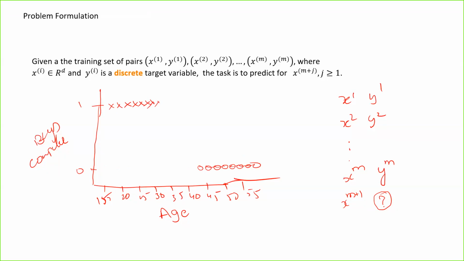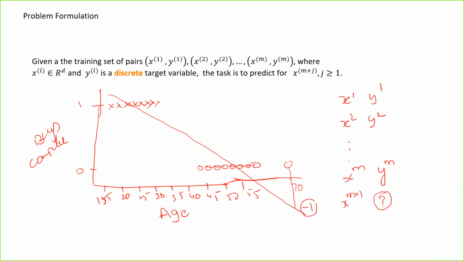Now what happens if I fit a regression line to this data? If I try to fit a linear regression model to this data, I may get a line like this. Now if I want to make a prediction for new data, let's say a person with age 70 somewhere here, what is the prediction it is making? It would be somewhere around -1. So buys computer equals -1. This is the output it is giving. Does it make any sense? Buys computer equal to minus 1 is not making any sense.